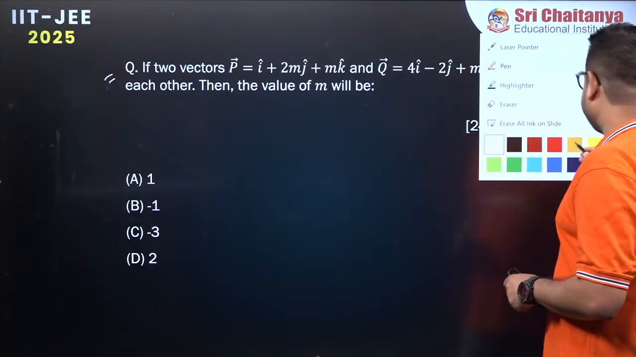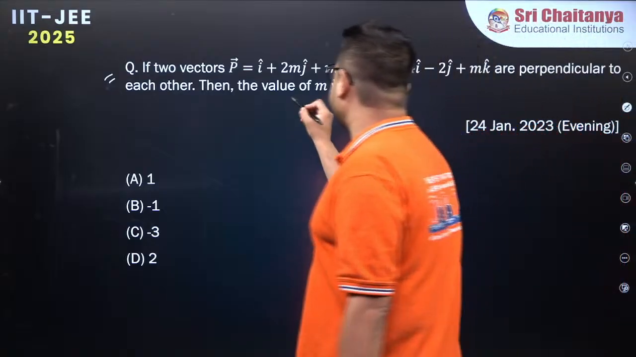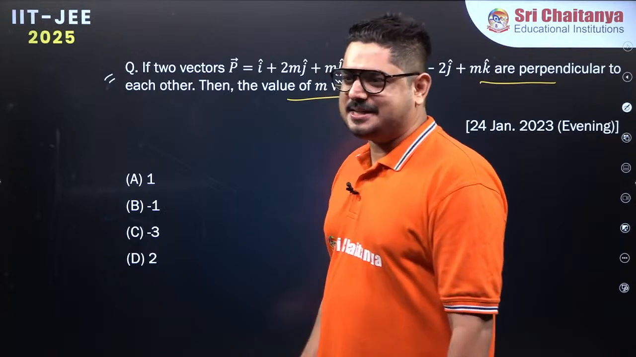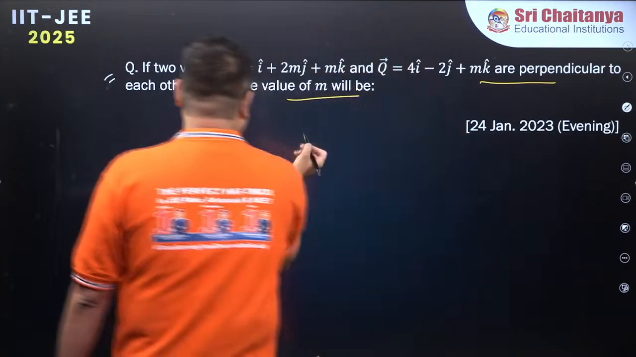So what is being given? We are being asked to find out the value of m. The vectors are perpendicular to each other. Option D. Okay, let's try to find it out. What does it mean?